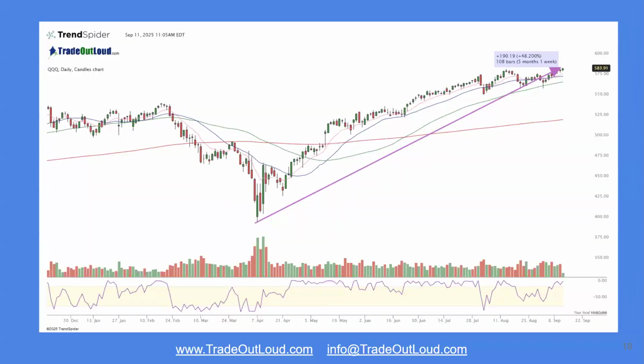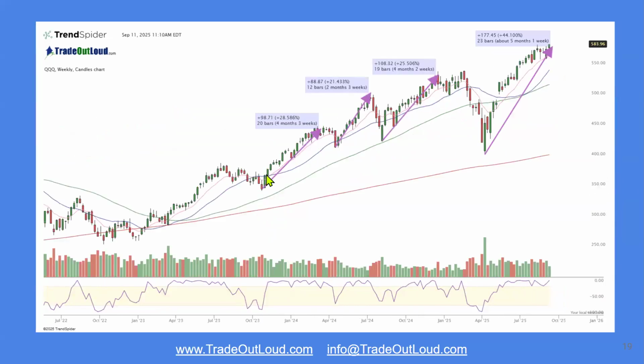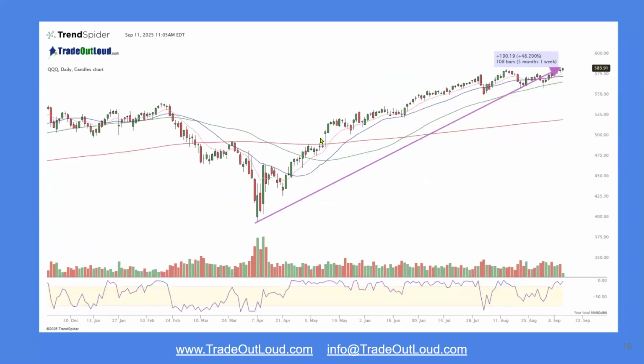Now, this is a chart of the Qs. We're going to go to live charts in just a second, but I want to show you that from May till the high, the Qs had a 48% gain. Just remember that number, 48%. Here's another one, the swings. This is an overall move if you hold.